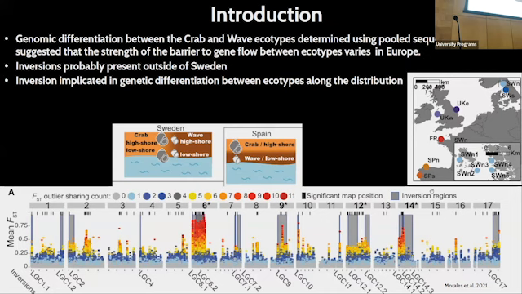As I said, in Sweden there's not much of a high shore, low shore difference, but in Spain, the gradient from crab to wave is actually the same as the high shore, low shore gradient, which is potentially an explanation for the difference between those two locations.